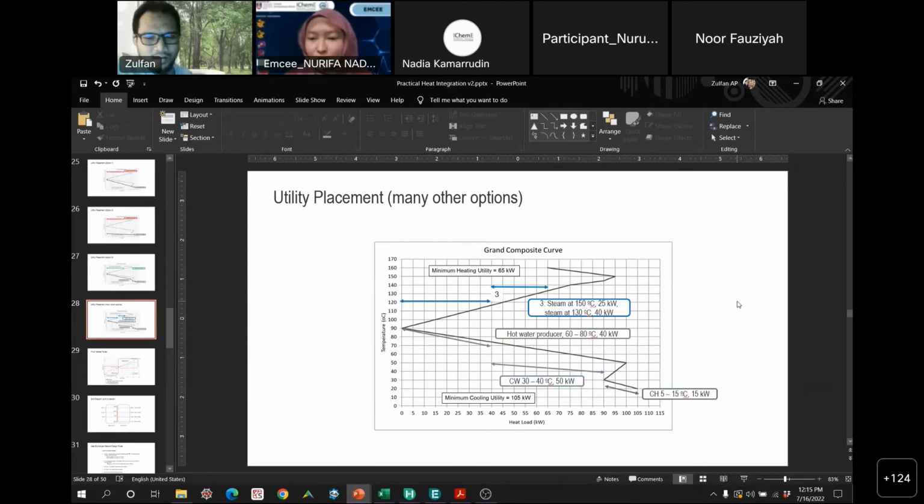Okay, thank you, Doctor. You're welcome. The next question is: is there any problem if the temperature difference in the heat exchanger is very big?